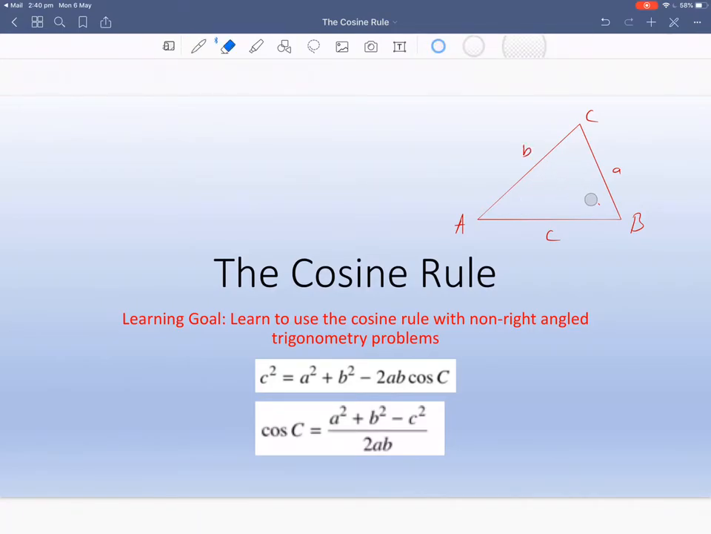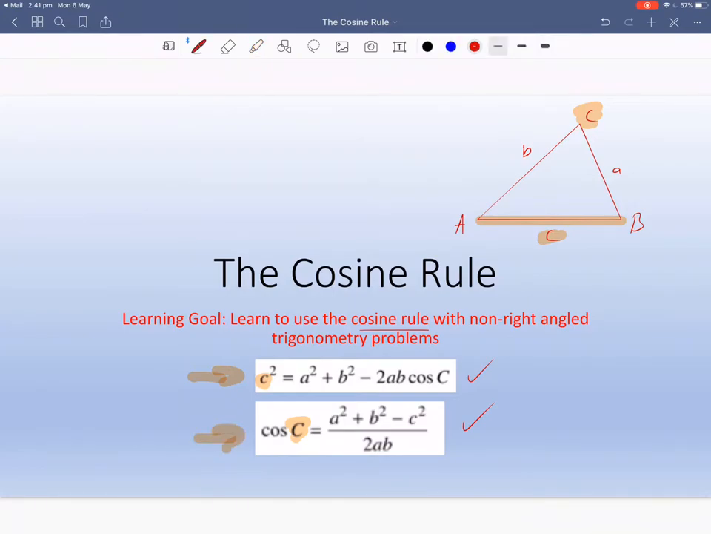The reality is that we don't really see the questions in that form, but the formulas are set out in that form, okay? So we're going to learn to use the cosine rule with non-right angle trigonometric problems, and here are two versions of it. Now, from the diagram, you can clearly see that c is a side length. So this one would be for a side length. And then big C, you can clearly see is an angle. So this one would be for an angle. So just keep that in mind.